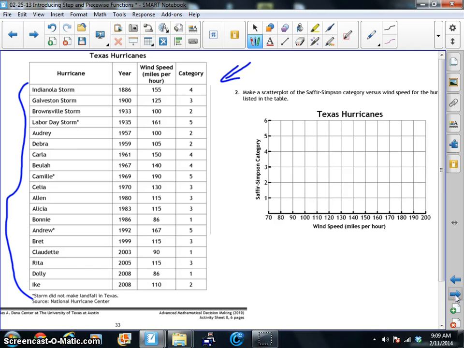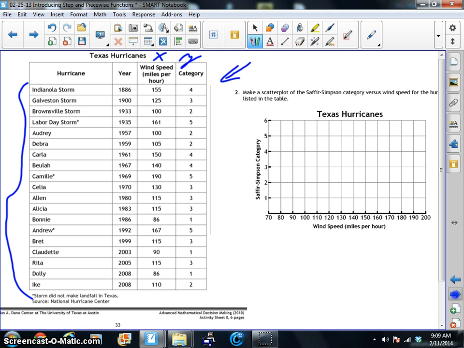You need to make a decision. Number one, are we going to graph this by years to category, where this is going to be my X and this is going to be my Y, or is it something else? Are we going to be using wind speed as our X, and then our Y is going to be the category? We need to make sure we understand which one's best for us.